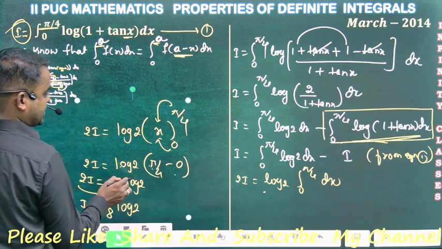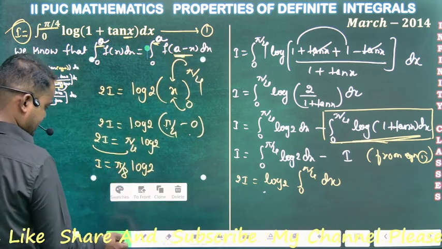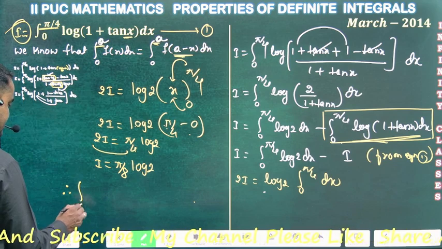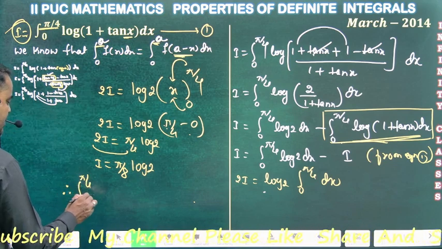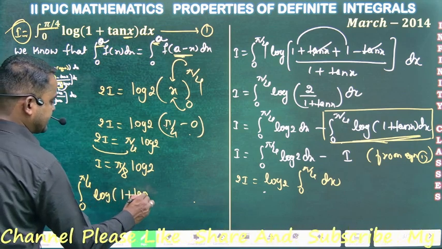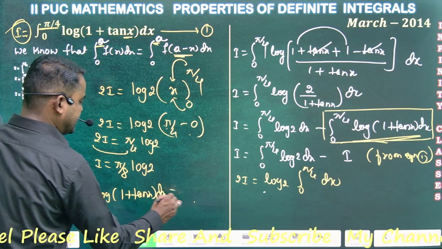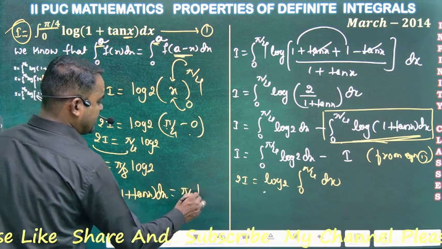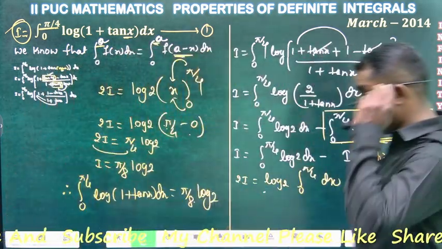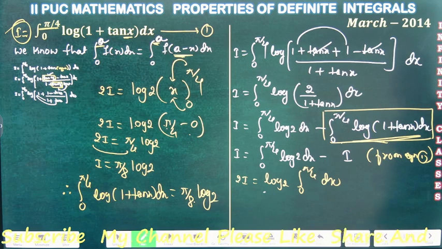So in the last step we have to write, therefore integration of 0 to 5 by 4 log 1 plus tan x dx is equal to 5 by 8 log 2 is the final answer. So in this manner we have to solve the problem. Pause the video and note it down.